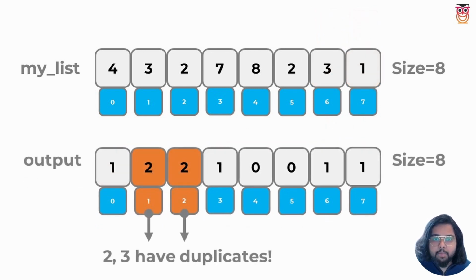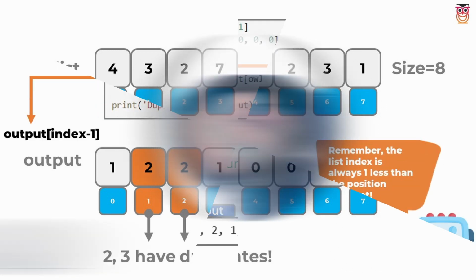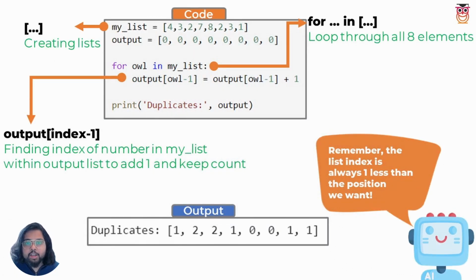In the end, I print out the second list, and I know which indexes had duplicates, and I can do unspeakable things to them. Here's the code for this. I make 2 lists, same size. I loop through one, then add a 1 to the value at the second list position when I come across the number of this list position in the first list.